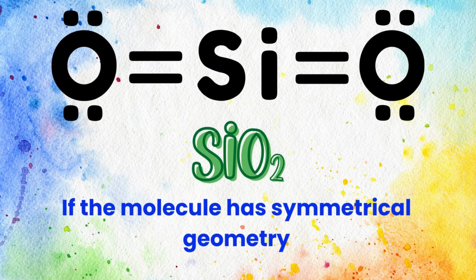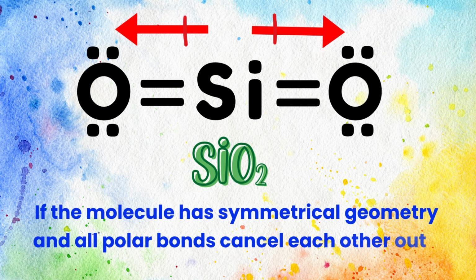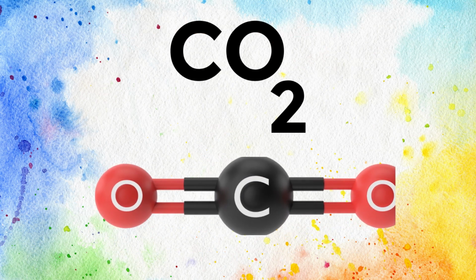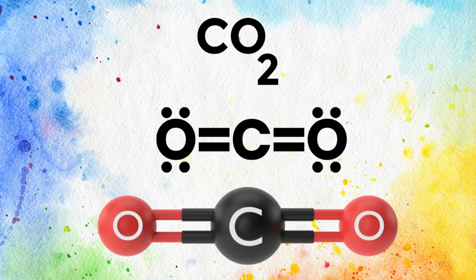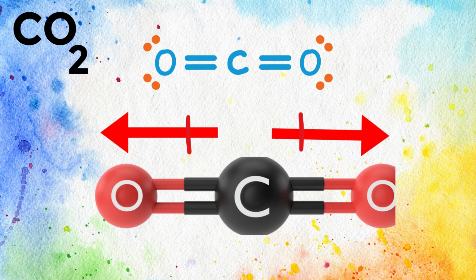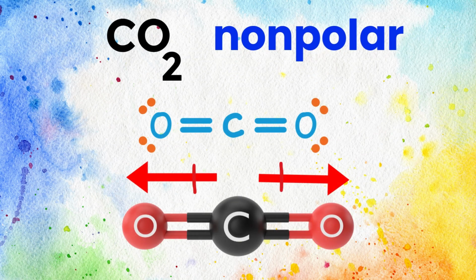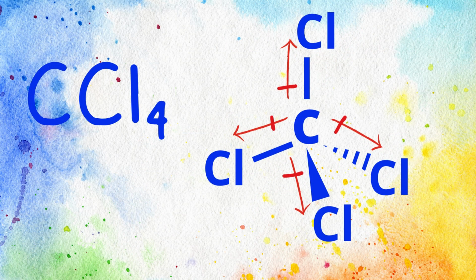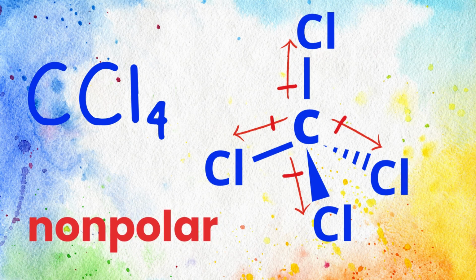If the molecule has symmetrical geometry and all polar bonds cancel each other out, the molecule is nonpolar. Carbon dioxide has a linear molecular geometry with two oxygen atoms bonded to the central carbon atom. The C double bond O dipoles point in opposite directions, and the net dipole moment is 0. So CO2 is nonpolar. Carbon tetrachloride, CCl4. The C-Cl bonds are polar, but the molecule is nonpolar because the dipole moments cancel each other out due to the symmetrical arrangement of chlorine atoms around the central carbon atom.